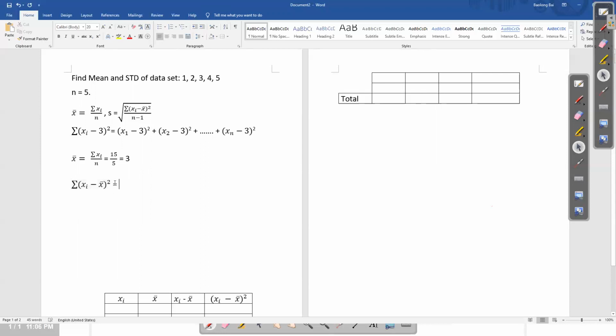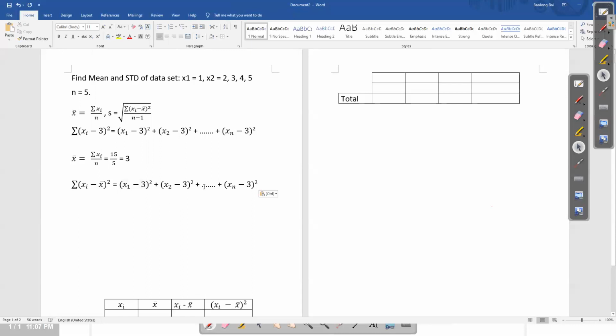So then xi will be each of the values. For example, x1 equal to 1, right? And x2 equal to 2, right? And so on. x3 equal to 3, x4 equal to 4, x5 equal to 5, right? So then we just plug in numbers. This will be equal to a bunch of these numbers added up together. So we know there are 5 of them.